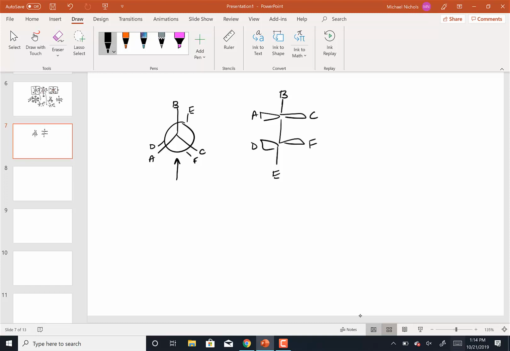So yeah, there's a video on how to convert this into a Newman. I think the other video is how to convert this into something that looks like this. Either one, whichever one you can do. What else?